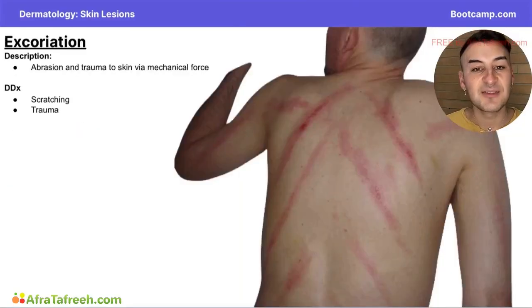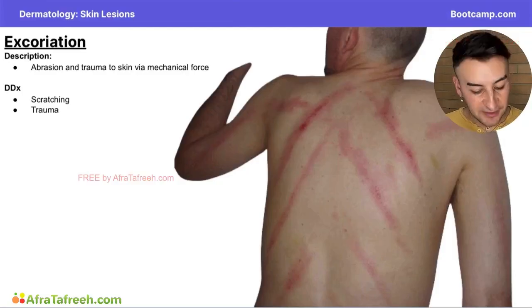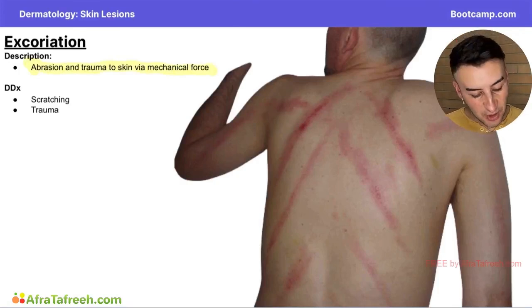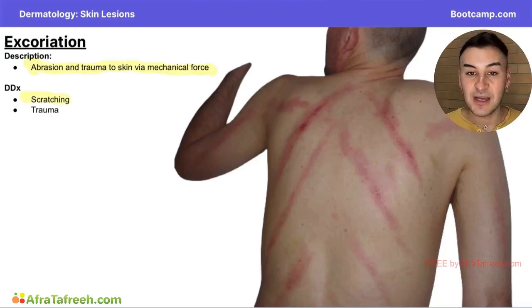Next, let's talk about excoriation, which is literally just a fancy word for scratching. So it's abrasions due to mechanical force, and you will classically hear Step 1 describe excoriation for someone who has excessive scratching due to some other disease or from trauma.